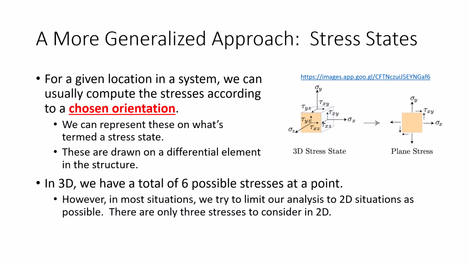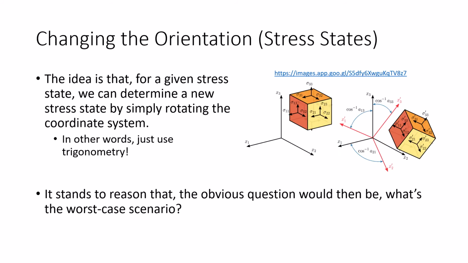To frame the problem we're looking at: say I've computed a given stress state, what if I rotate my coordinate system? If I rotate my coordinate system, what's the new stress state? This probably looks ridiculously complicated. How do I go from this to this? There is a simple answer. It's just trig. It's just trigonometry. This problem of changing orientations is one that we as engineers and scientists have known how to do for a long time.